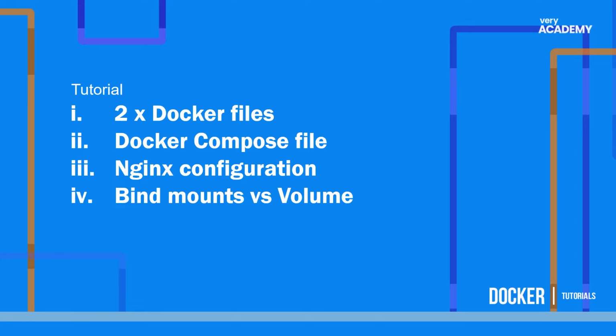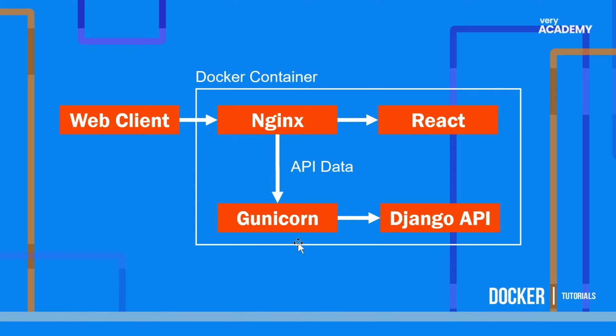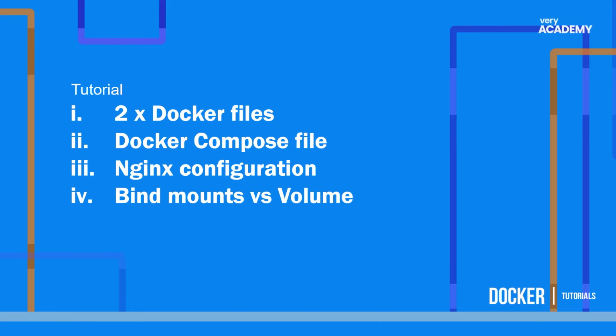Before we start, we're going to be building two Docker files, one for React and one for Django, and then we build a Docker Compose file. We then need to configure our Nginx configuration file. And at that point, we can then serve part one of the tutorial. Then we need to reconfigure the Nginx file so that we can serve or forward our API requests over to gunicorn.